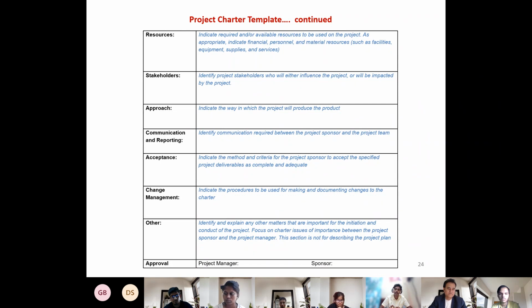Communication and reporting. What will you write? The very overview. How will you want to communicate? We discussed today reporting being a process.